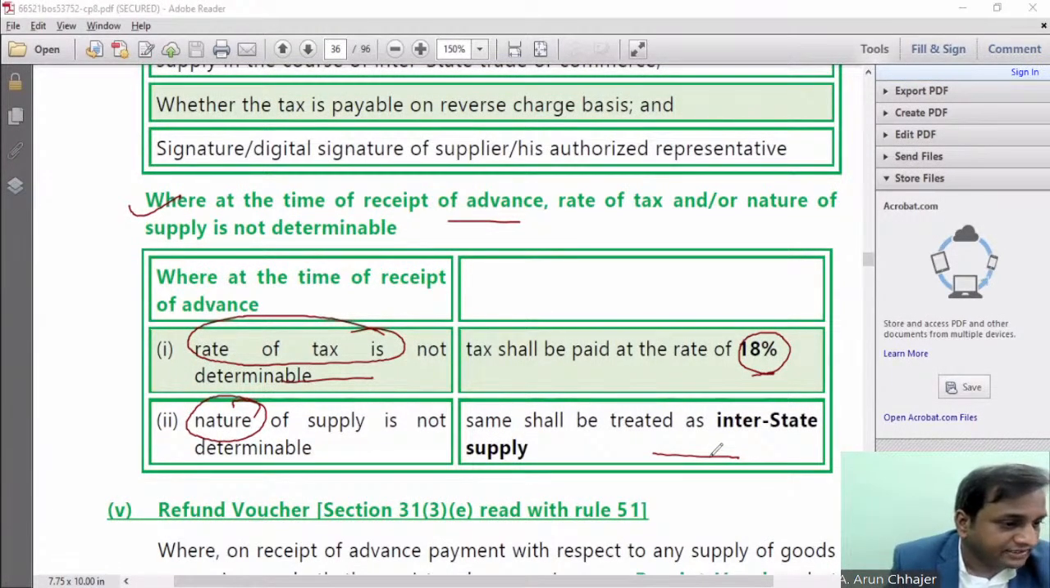Vedant, what if it is vice versa, that the supplier is unregistered and the recipient is registered? It would not be applicable. If the supplier is unregistered, then obviously he is not bound by any of the GST law. So no GST provision is applicable on that supplier, and no question of invoice will come.